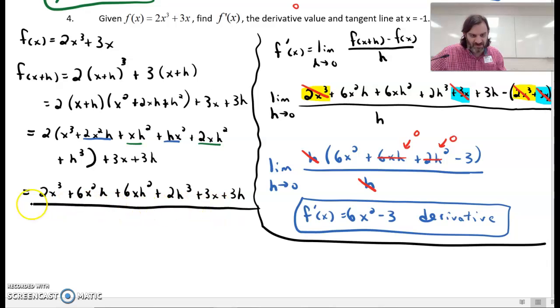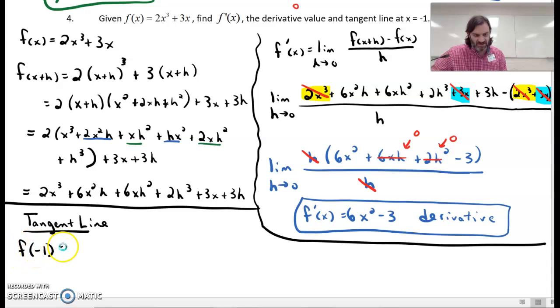Well, a little odd setup here, but let's find our tangent line. So our tangent line will need a y. So let's see, our y will come from f of the point we're looking at, which was -1. So when I plug that into my 2x cubed plus 3x, that'll be -2 minus 3, so it looks like it'll be -5. So that tells me I will have an xy point of (-1, -5).